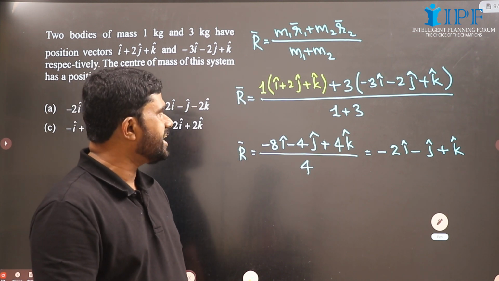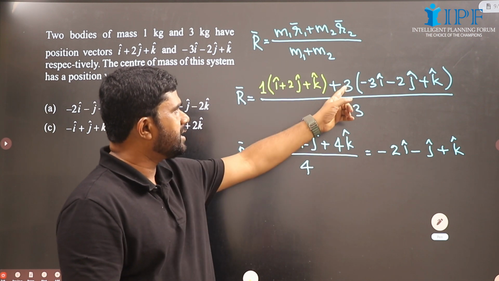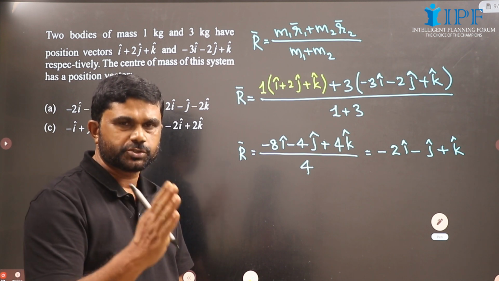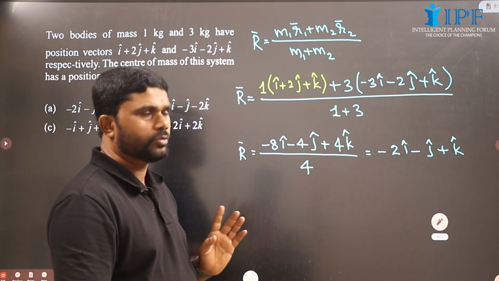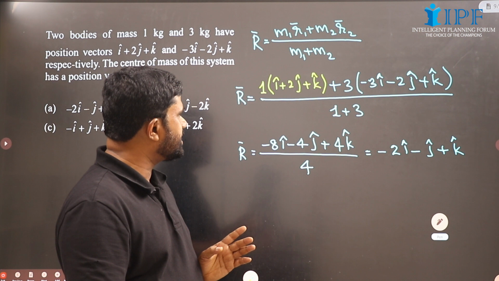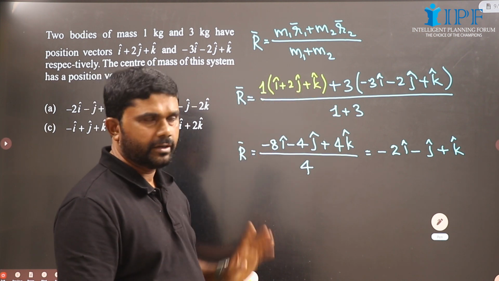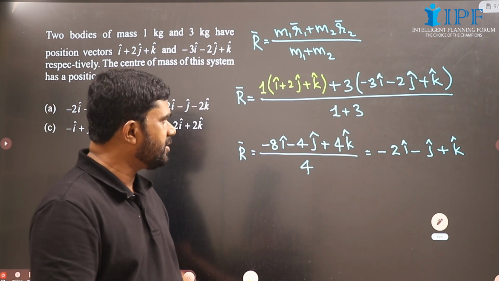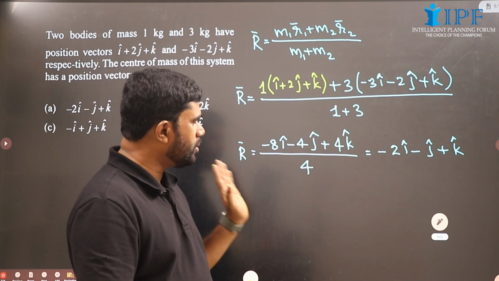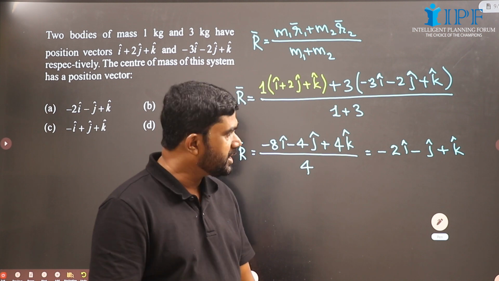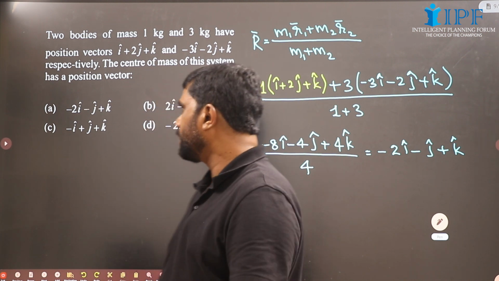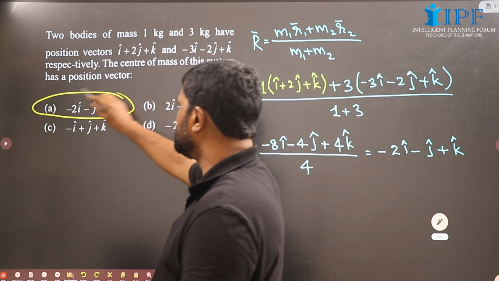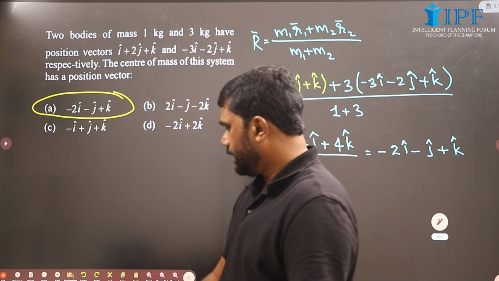What about the j component? Here we have 2j and here we will have 3 into minus 2, that is minus 6. Minus 6 plus 2 will be minus 4j. And finally the z component: here we have 1 into k, and here we have 3k. So 3k plus 1k will be 4k. Whole divided by 4, you will get minus 2i cap minus j cap plus k cap. So minus 2i minus j plus k is the correct option.